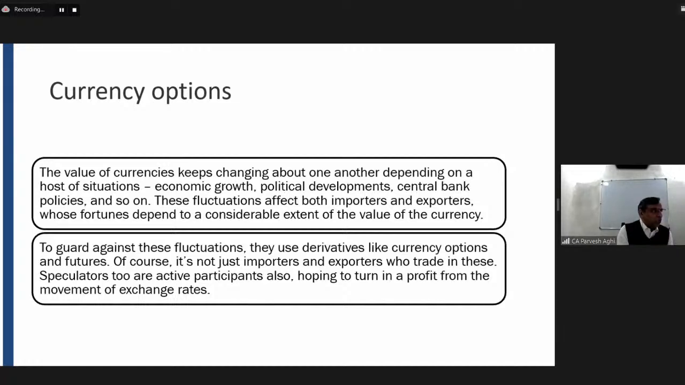Of course, it is not just the importers and exporters who trade in these. Even the speculators too are very active participants, also hoping to turn a profit from the movement of the exchange rate. So there are a host of players. I mean, the people who have underlying positions like importers, exporters, or the people who are going to receive money from abroad by providing some services, or they are going to make some payments abroad because they have received services from abroad. So apart from all these people, there are speculators also, and most of them, mind you, are speculators. Almost like 80 to 90% of the people who are present in the stock exchanges are actually the speculators and not the hedgers. Okay, so all these fluctuations can impact all of these people.